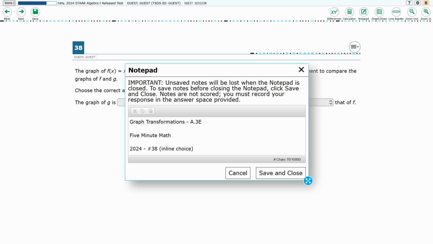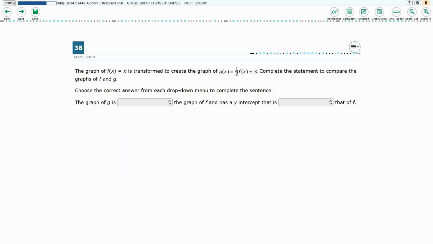Today we are looking at the Algebra 1 concept of graph transformations. This is standard A.3E in the great state of Texas, and we are using item number 38 of the 2024 released STAAR test. This is a new item type called inline choice. If you haven't done so already, please go ahead and take a moment to pause the video, work this problem out on your own, unpause it, and we will look at our answers together.